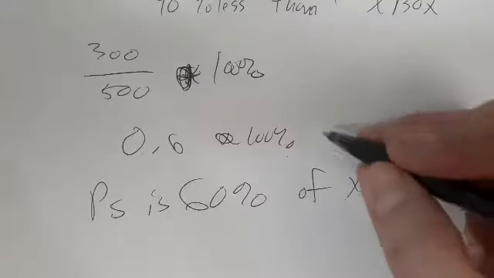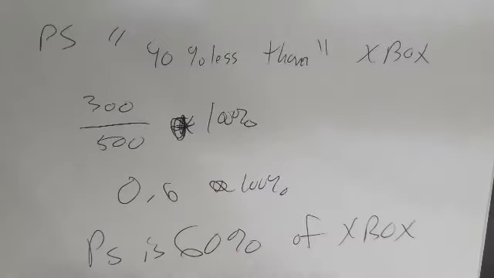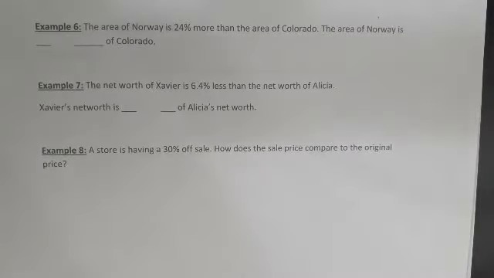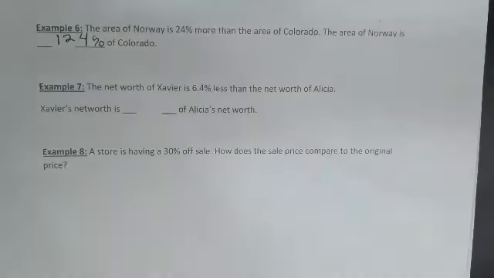So we have to do 100 minus P if it's going down. If it's going up, it's going to be 100 plus P. If it goes down, it's going to be 100 minus P. And in the next example, we say that the area of Norway is 24% more than the area of Colorado. So the area of Norway would be 124% of Colorado. It is going up, so we're going to add 100 to it.